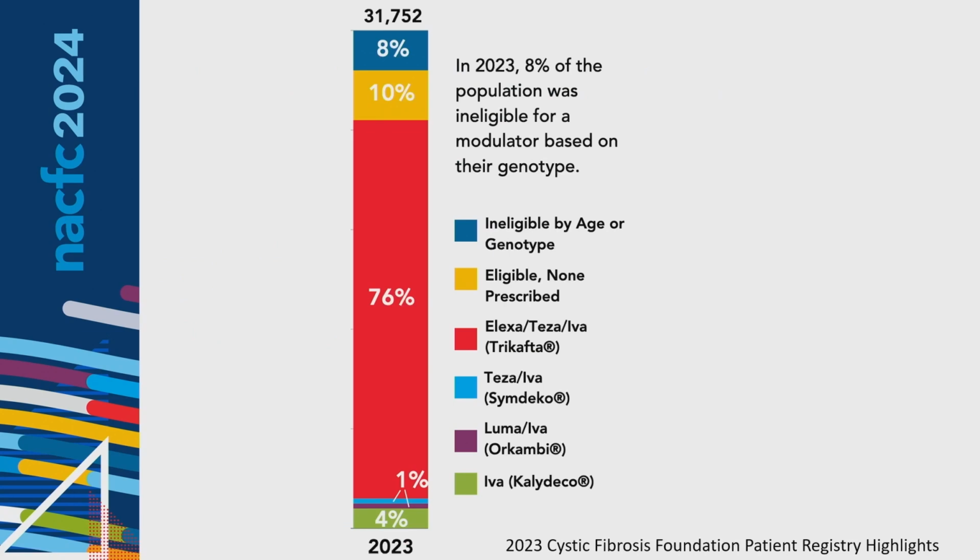And showing this graphically from the 2023 CF Foundation registry data. It is not fully out, but they have a highlights data, so this is the most recent, showing that in 2023, 8% of the population was ineligible for modulators based on genotype. There are others who are eligible but not prescribed, which may be for side effects, or maybe because people have mild mutations and mild disease, and they're saying, you know, I don't feel like I need this, and then may change their mind if they're pregnant with a fetus that has 2 mutations, as Sylvia talked about.